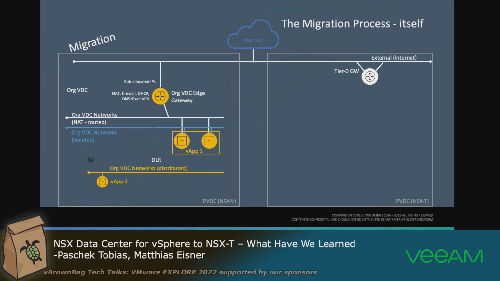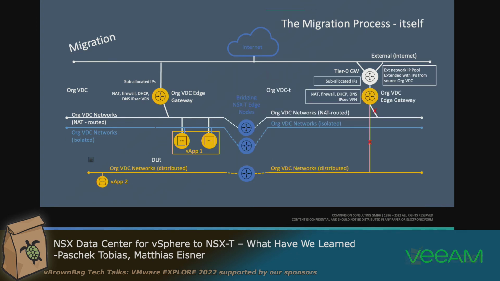Right, let's start the migration process itself. So before we start with the migration, Matthias was a little bit too fast. We need to have our Tier 0 gateway already prepared. So this needs to be there. Then we kick in the migration. Then we say, okay, we would like to bring this customer to NSX T.